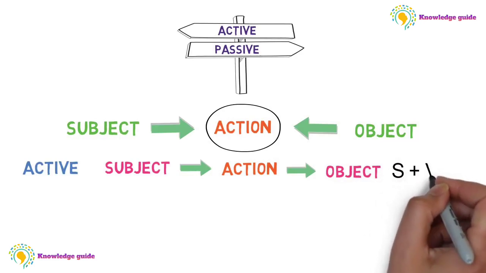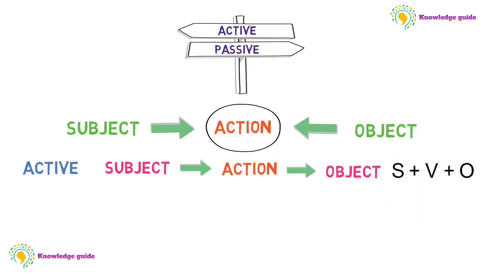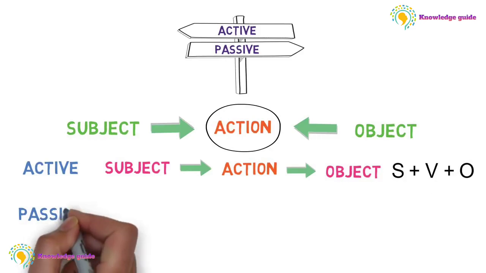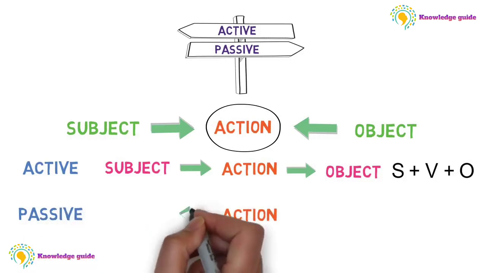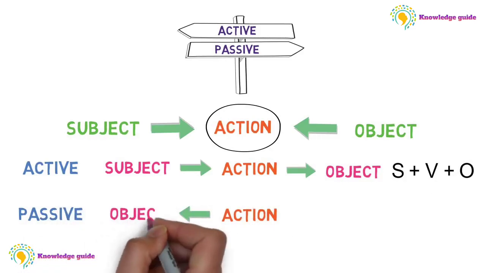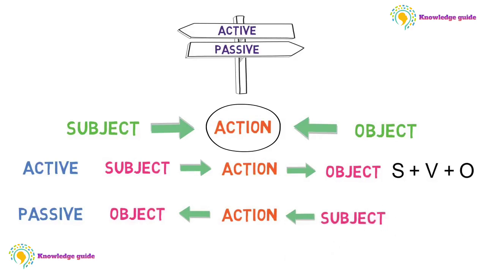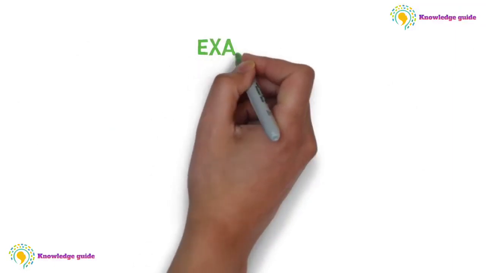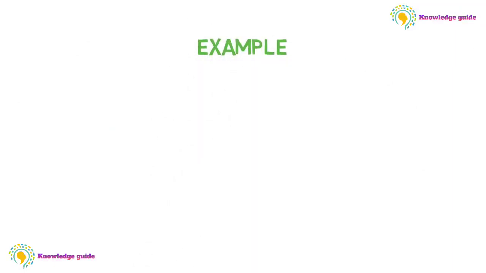So here the format is subject plus verb plus object, whereas in the passive voice the action is performed on the object by the subject. And so the sentence structure here is object plus helping verb plus third form of the verb plus by plus subject. Now let us take some examples of active voice to understand it better.